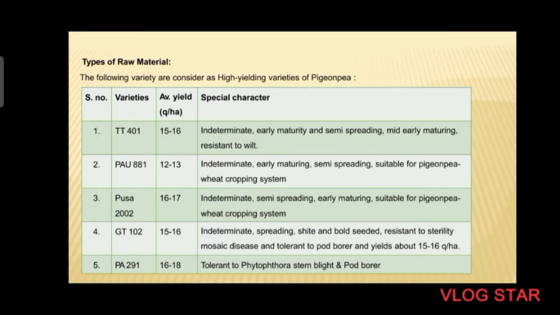These are the varieties of red gram. For example, DD 401, whose average yield is 15 to 16. Each and every variety has special characters and higher yield.